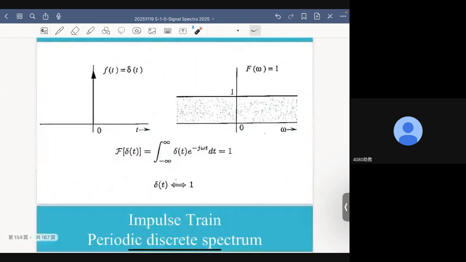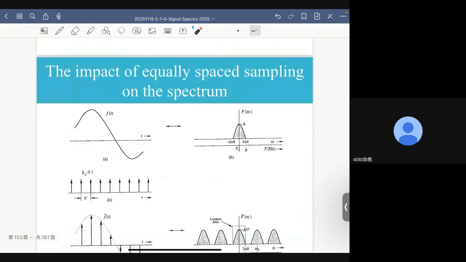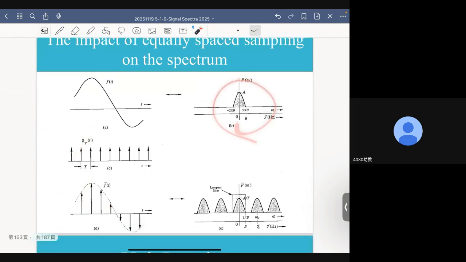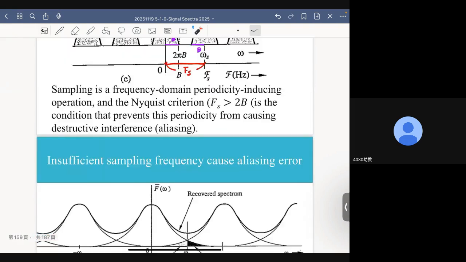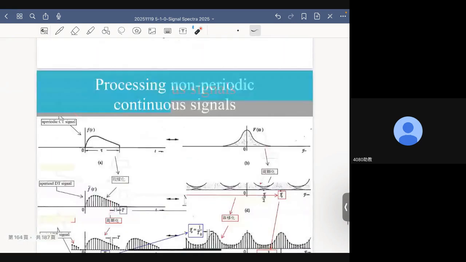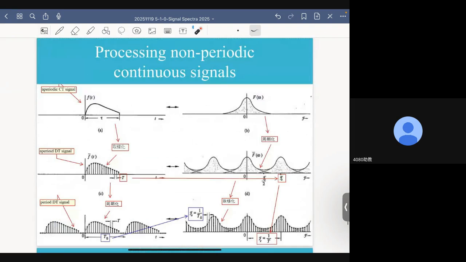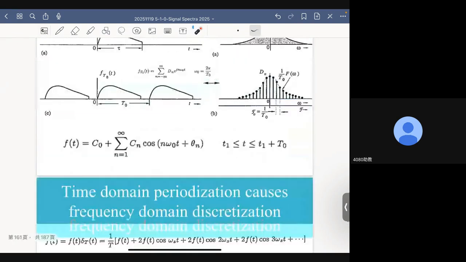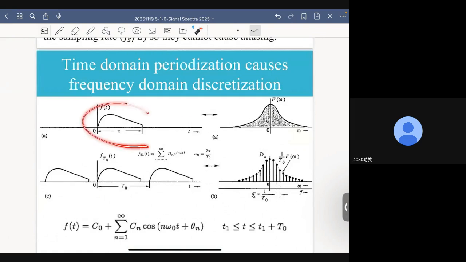Here, as I mentioned, when you apply sampling, what you do is you convert the spectrum into a periodical signal in the frequency domain. Now, we will observe a similar result in the time domain. Let's say this is a signal.